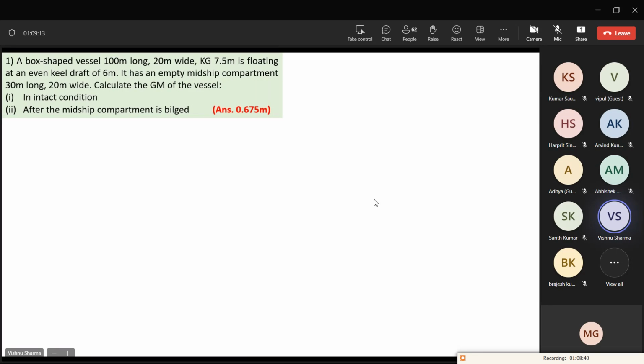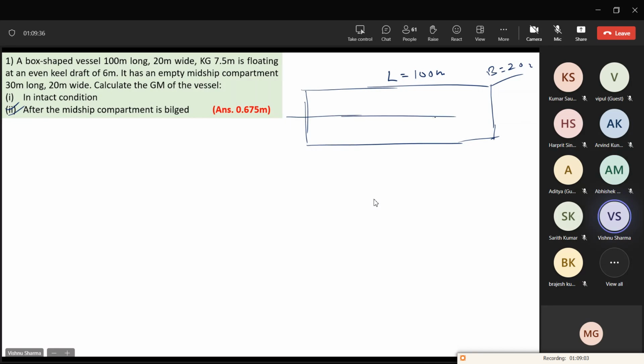We come to the second part of the question, and I'll go slow here. We are now going to do this part. This is the vessel, and I'll keep telling you the sequence also. First, draw the side elevation. Length 100 meters, breadth 20 meters, floating at an even keel draft of 6 meters. D is equal to 6. Midship compartment, length 30 meters, breadth 20 meters is bilged.